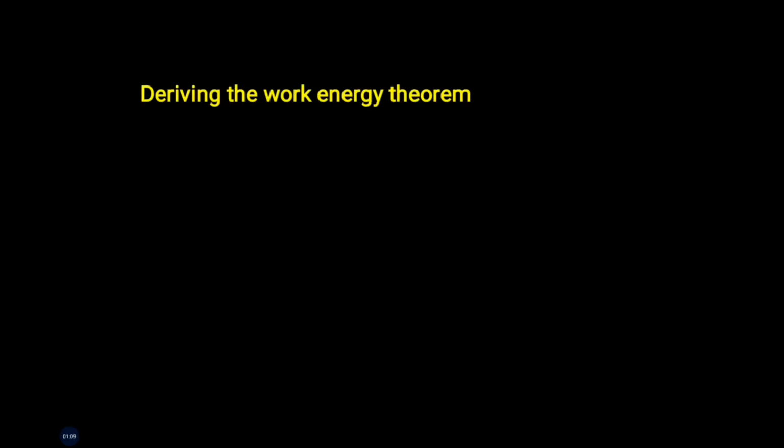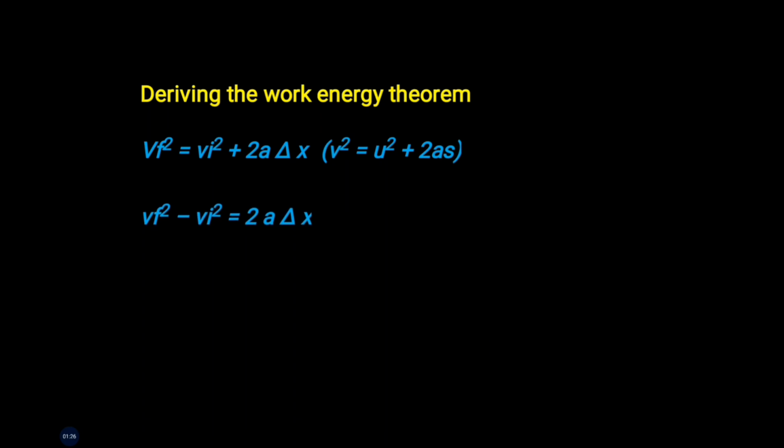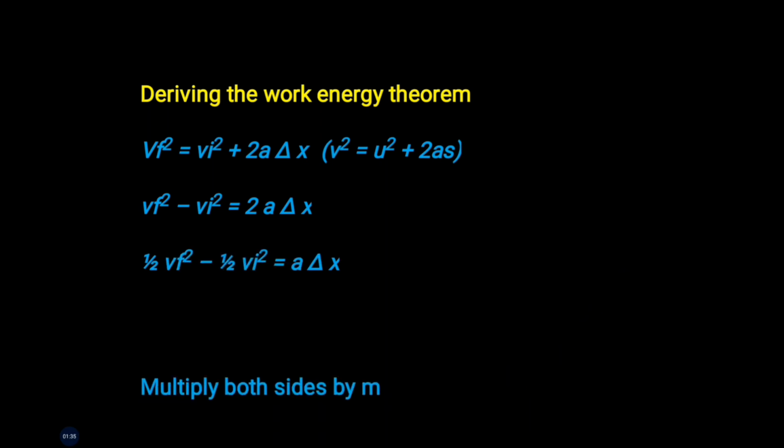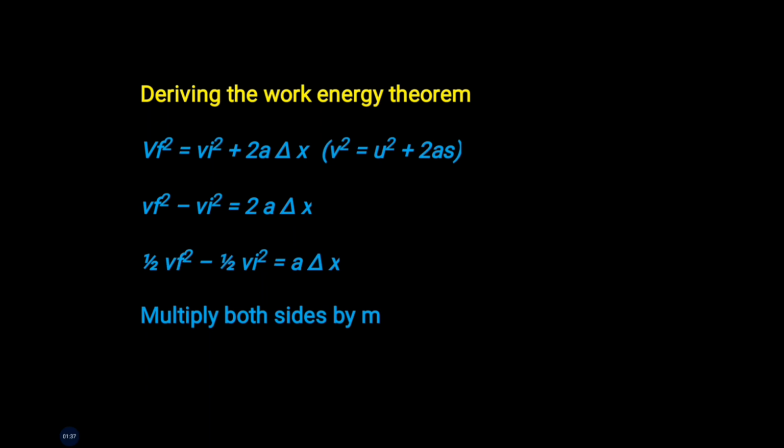Where does the work-energy theorem come about? Well, if we start with the formula Vf squared equals Vi squared plus 2a delta x, or in some cases, using different symbols, you might want to use V squared equals U squared plus 2ax, same formula. Subtracting Vi squared from both sides, dividing both sides by 2, multiplying both sides by m, we end up with half m vf squared minus half m vi squared is equal to ma delta x. This becomes delta EK is equal to F net delta x.